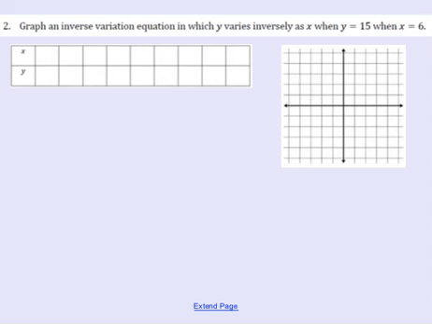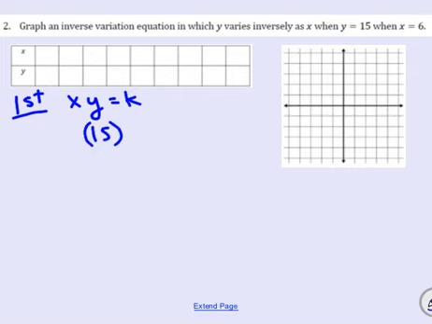So looking at this, graph an inverse variation equation in which y varies inversely as x when y equals 15 and x equals 6. Last time they gave us the 250. Here they don't. So the first thing you're going to do is x times y equals k. It says when y equals 15, x is 6. So that equals k. So 90 is going to equal k.